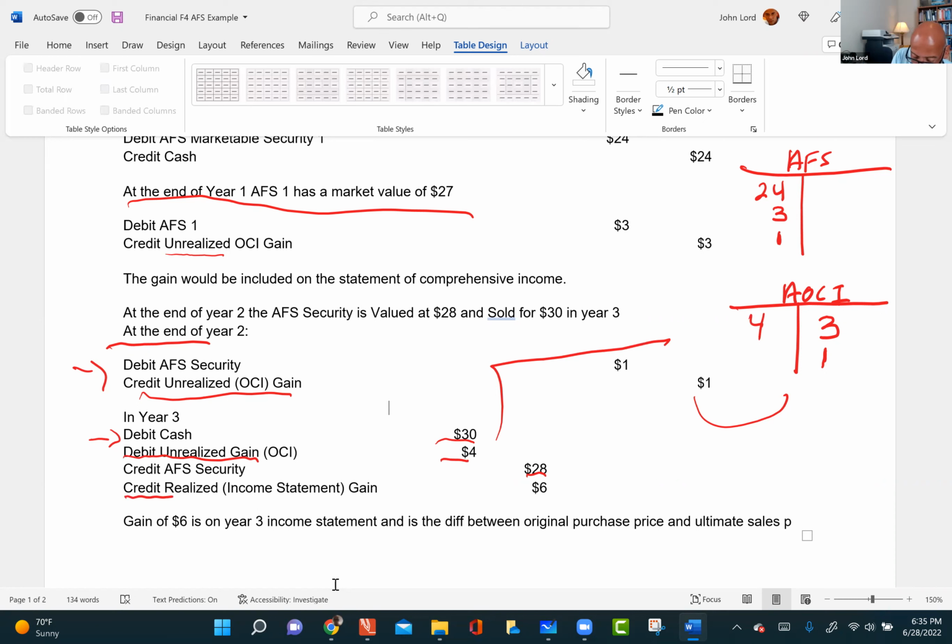And I credit realized gain, and that is reported on the income statement, the 6. And guys, ultimately the 6 is the difference between what I bought it for and what I sold it for, isn't it? I bought it for 24 and I sold it for 30. That's always what ends up on the income statement eventually.